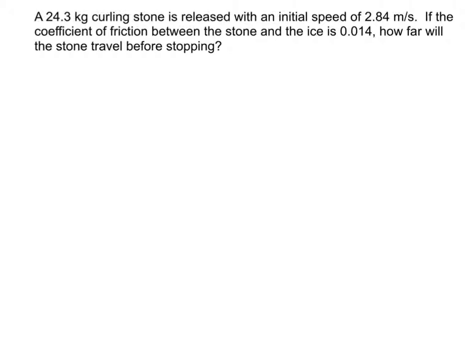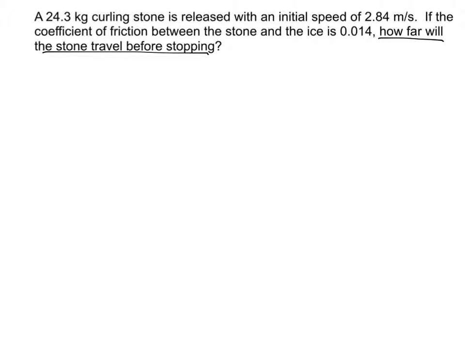It starts by saying a 24.3 kilogram curling stone is released with initial velocity of 2.84 meters per second. If the coefficient of friction between the stone and the ice is 0.014, how far will the stone travel before stopping? Now, for starters, this kind of question, how far will it travel before stopping, was a typical kinematics question. We used to ask questions like that in the very first unit. How far will things go? How high will they go? How long will they take? So that's a good indication right there that we're going to need some kinematics to solve this question.